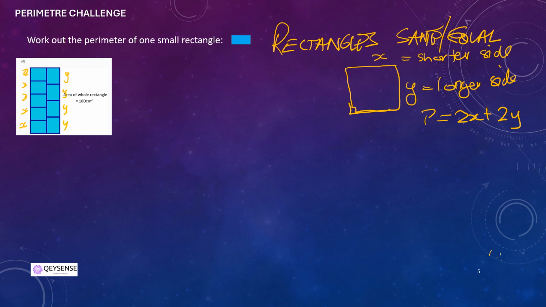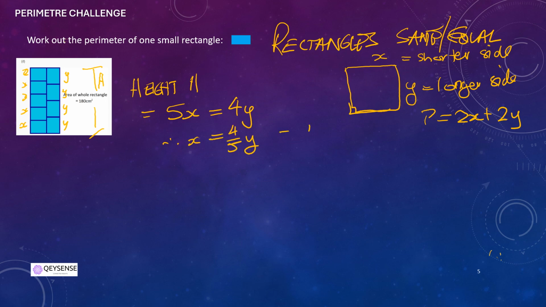And one of the things we can see straight away, if you look at the total height, the big H, height H equals 5x, which equals 4y. And therefore we can say x equals 4/5 y, and that's your first equation.